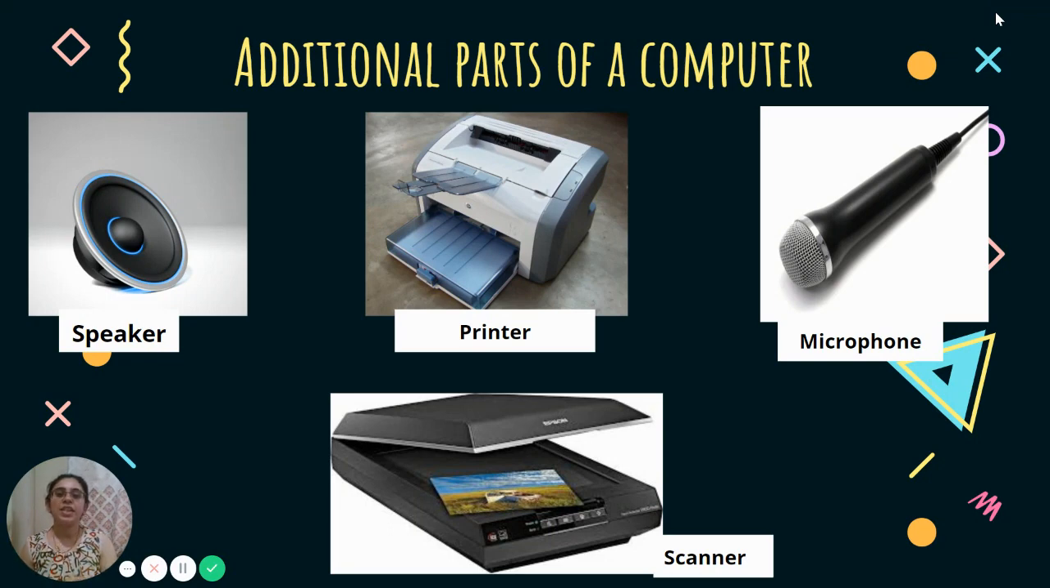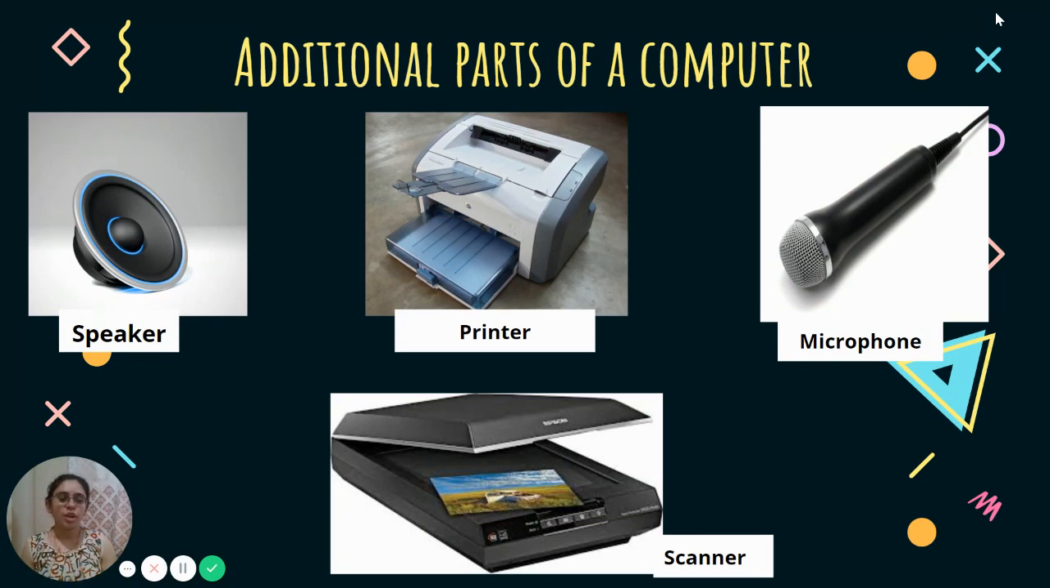So these are some additional parts of a computer. But apart from these, we have many parts which can be connected to computer or a laptop. Like we can connect some external hard disk, we can connect a memory card, we can connect a graphics card, we can connect a joystick, and we can connect a web camera also. So all these are the parts which we can connect to the computer externally. These are called the additional parts.